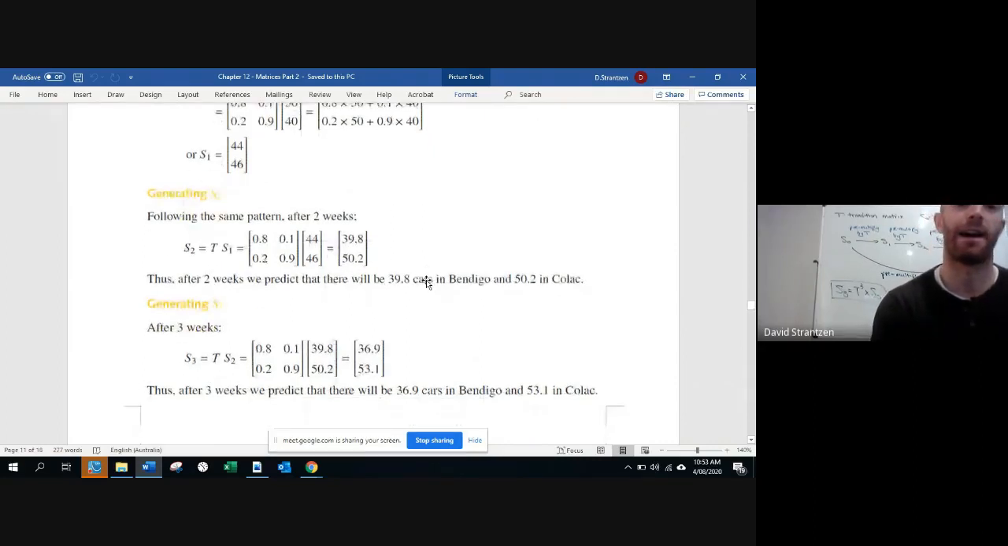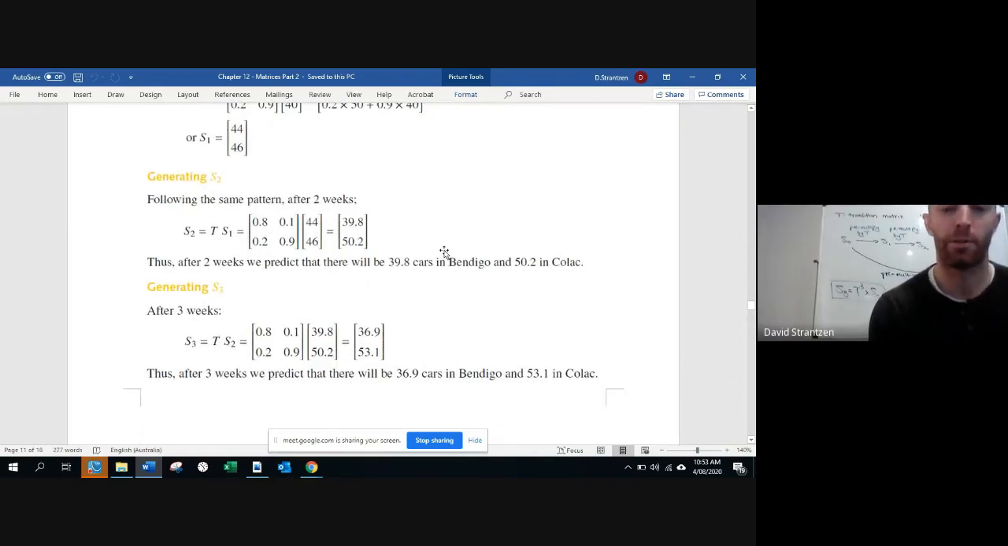Now, obviously, you can't have 39.8 cars and 50.2 cars. So what I suggest you do, if we had to work out the number of cars in each venue after 2 weeks, is show this working out, show that S2 is 39.8 and 50.2. So express S2 to 1 decimal place. Then in a worded answer, round off to the nearest whole number.